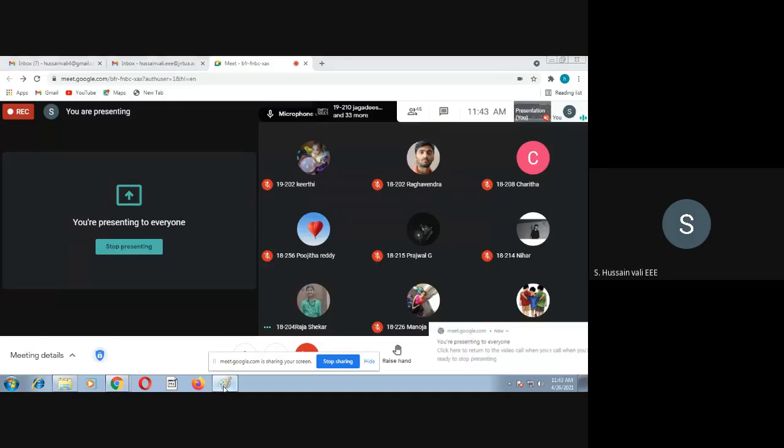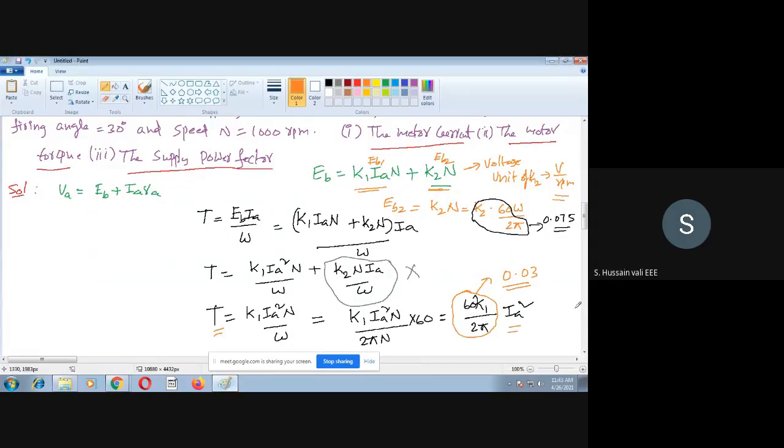So now please see, he is now here. This is the constant he has given. This is how we find out what the constant he has given actually is. So 60K1 by 2 pi, that is 0.03. That is the constant he has given. Another constant is 60K2 by 2 pi. Better I will write this side here, the constants we got at the end. 60K2 by 2 pi, this value he has given as 0.075. Another constant, 60K1 by 2 pi, that is 0.03. These are the two constants he has given.